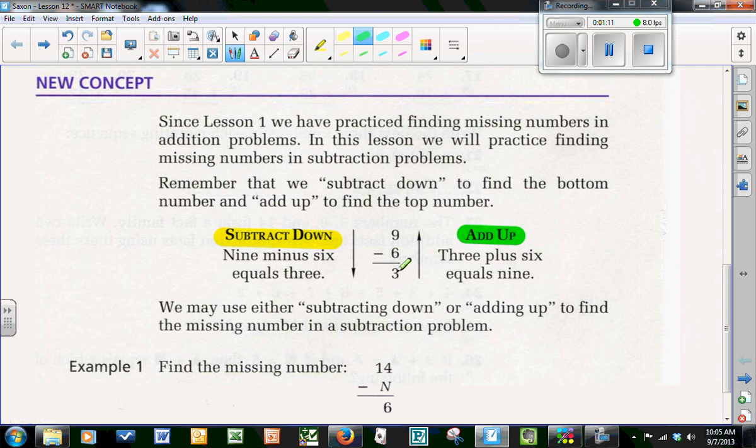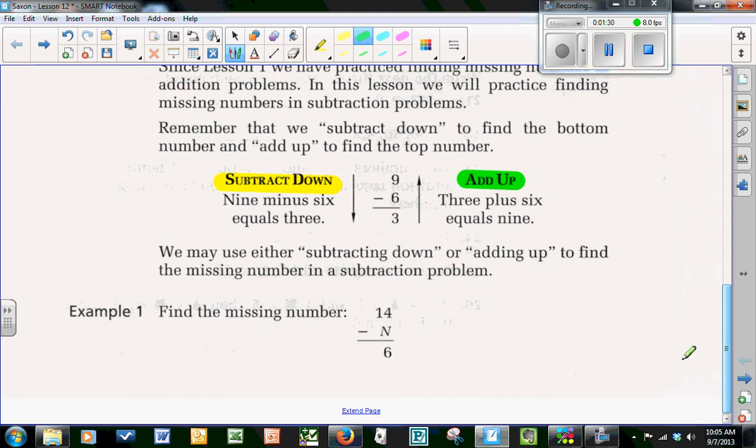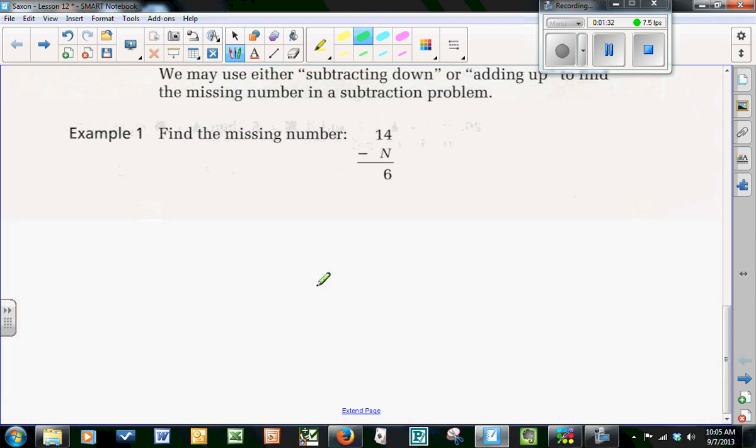We can start here at the sum, or the difference, I should say, since the difference is the answer to a subtraction problem. 3, and then we can say 3 plus, since we're adding up, 3 plus 6 equals 9. So we have two strategies to use. Let me scroll down a little bit on our page here and extend that. And let's look at example 1 right here.